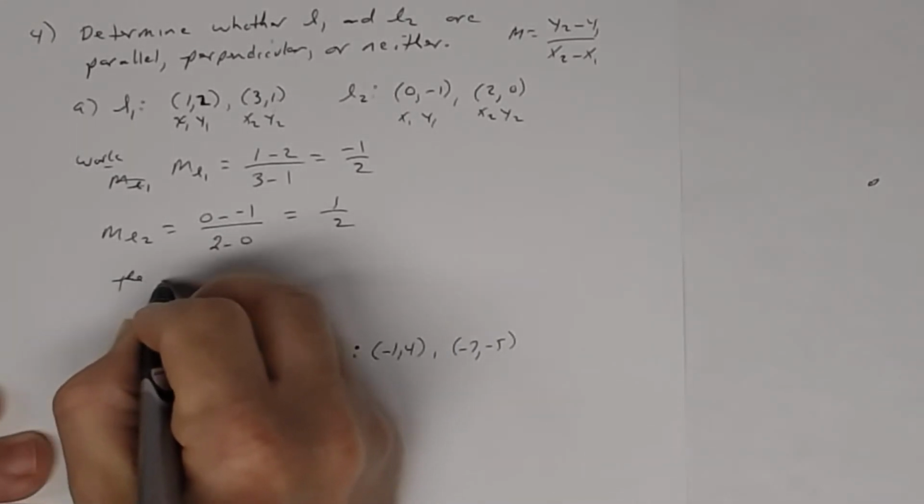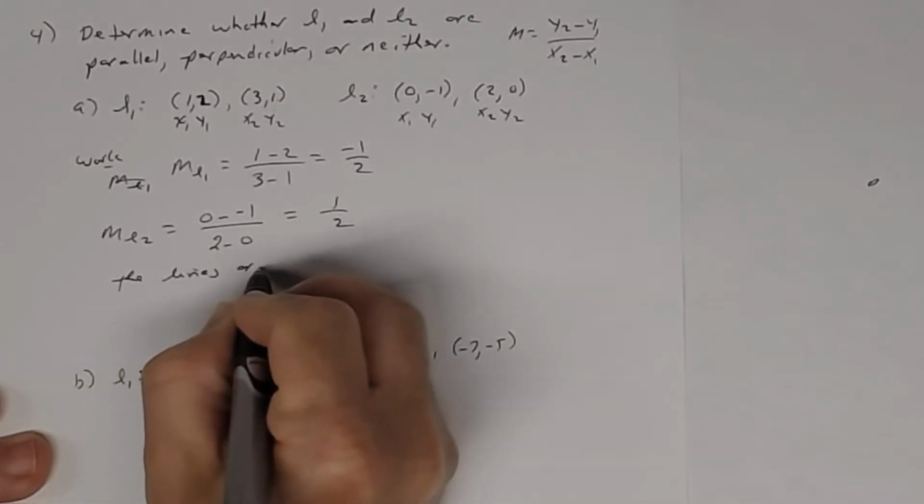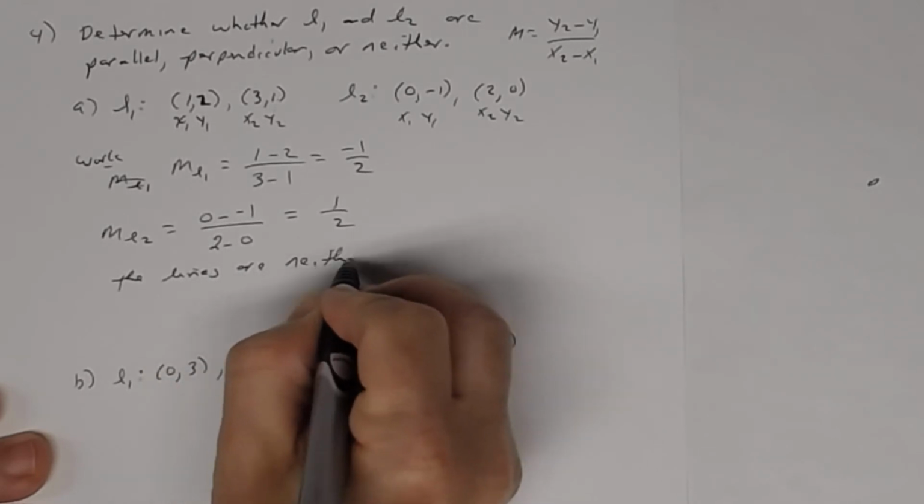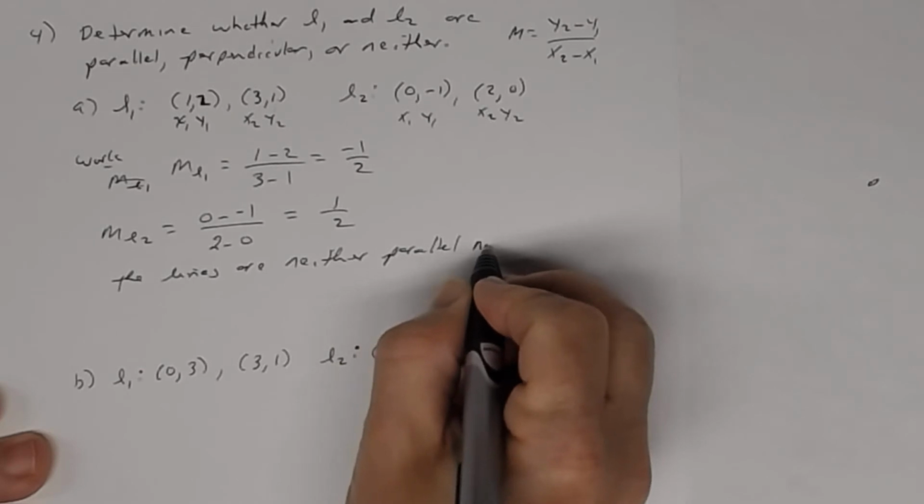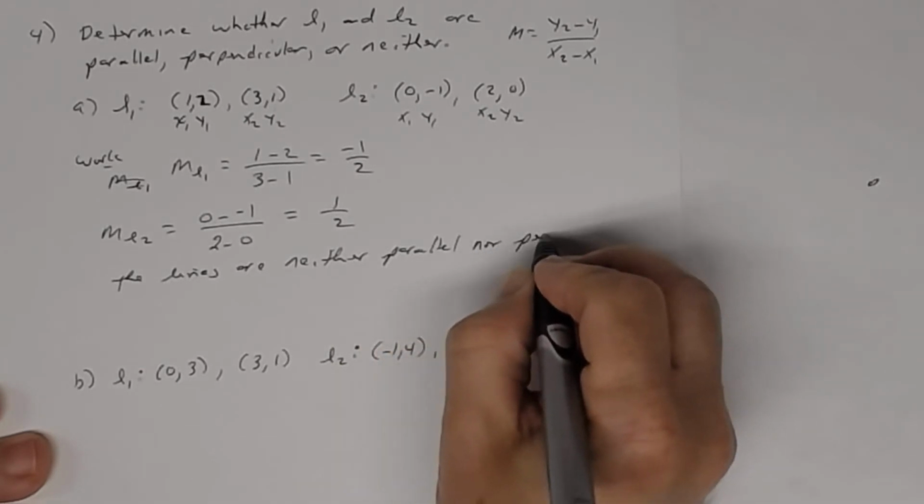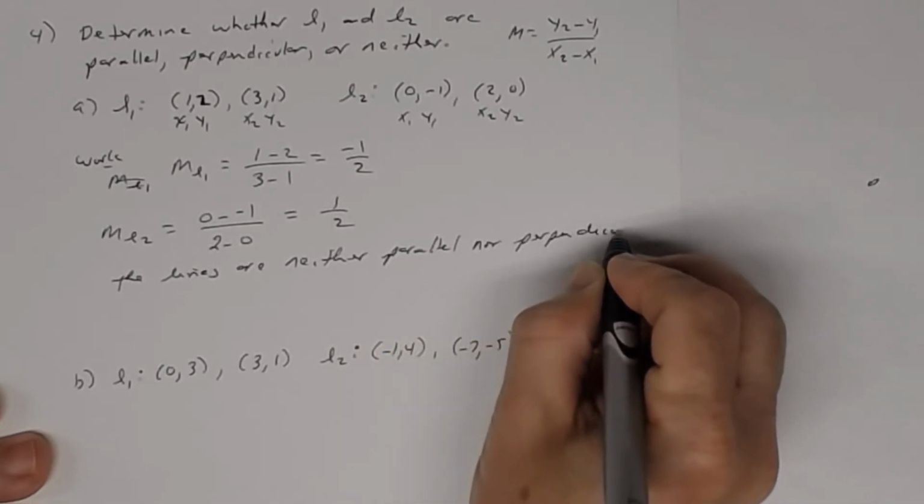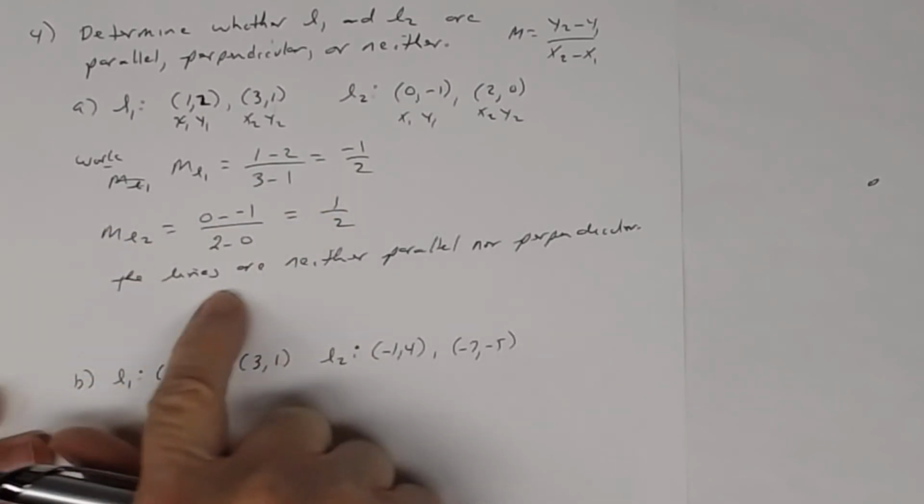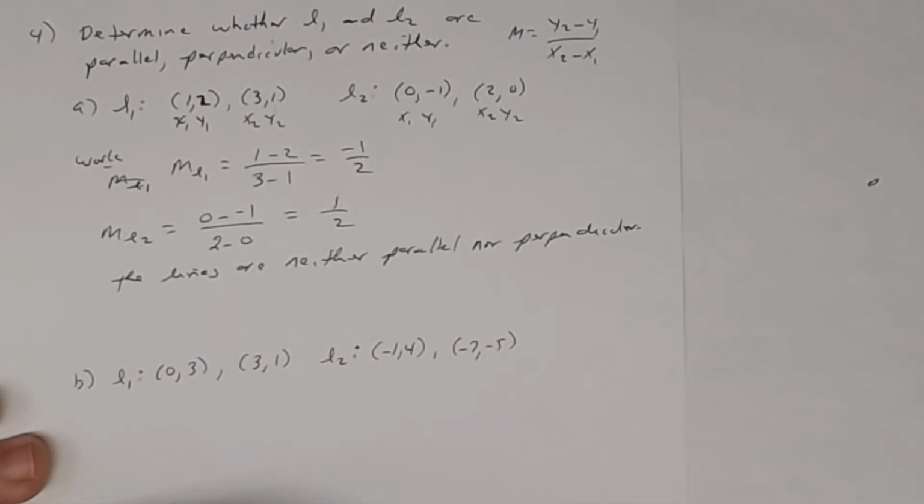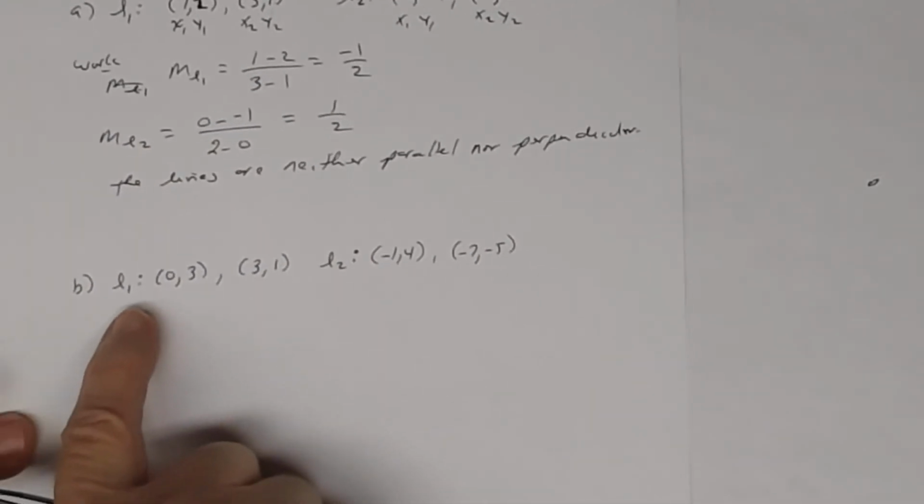So the lines are neither parallel nor perpendicular. Okay, so the lines are neither parallel nor perpendicular. All right, so there's your work, and then you say what it is. Okay, so the next one.